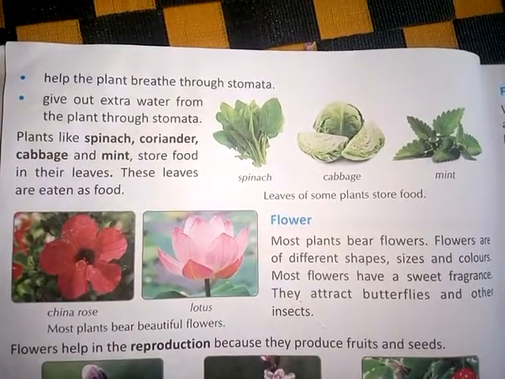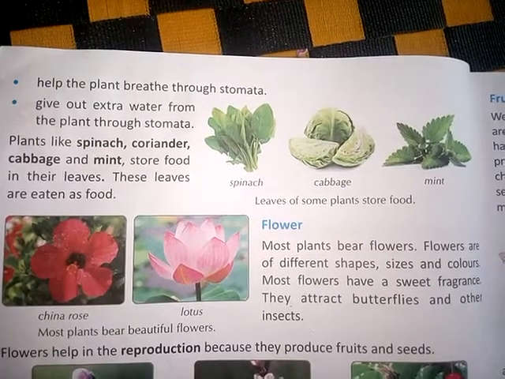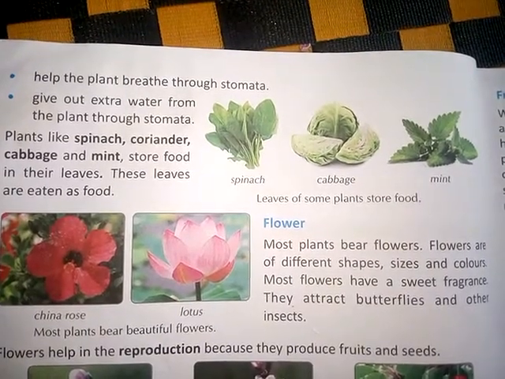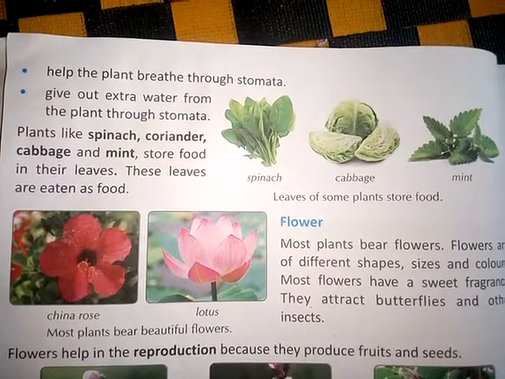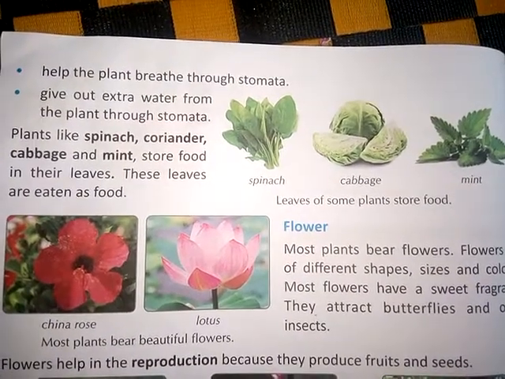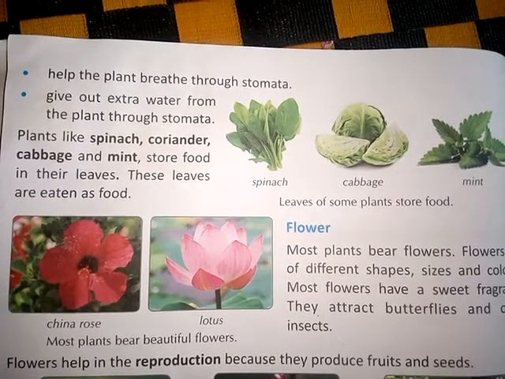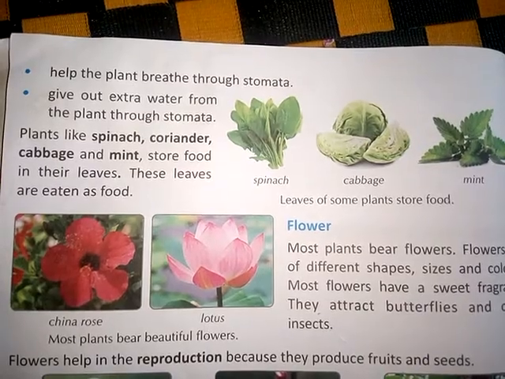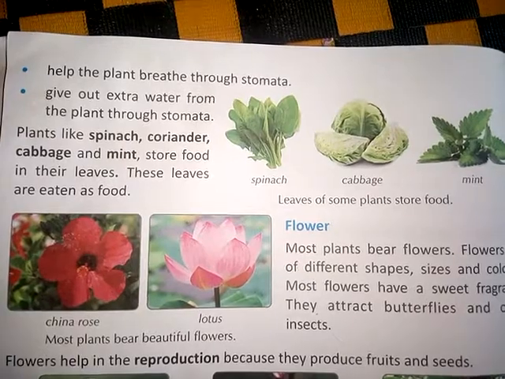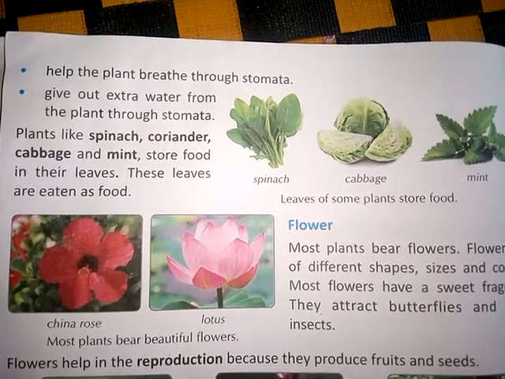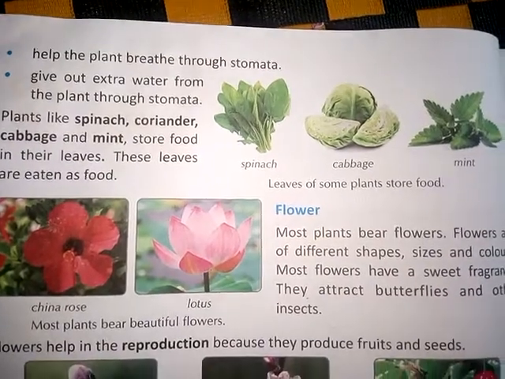Dear students, you can see the first picture. Leaves of some plants store food, like spinach, cabbage, mint. Plants like spinach, coriander, cabbage and mint store food in their leaves. These leaves are eaten as food. So these leaves of the plants you can use as eating things.